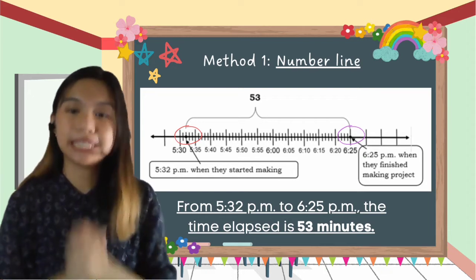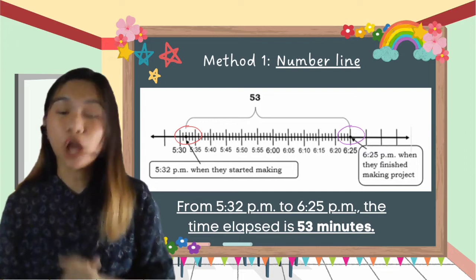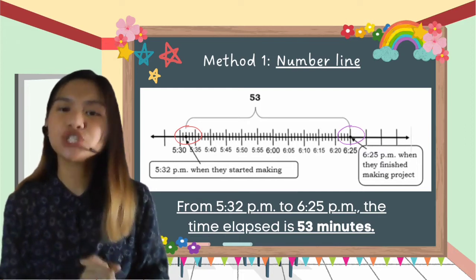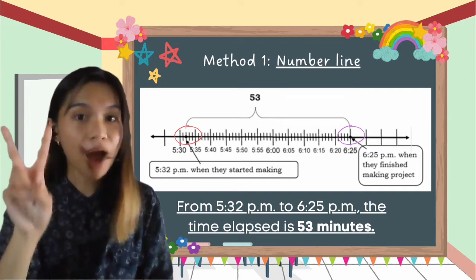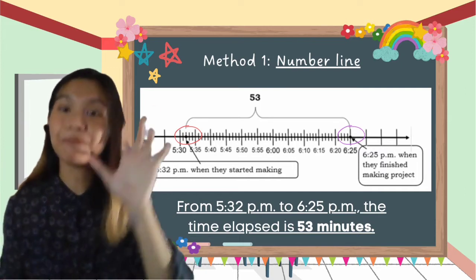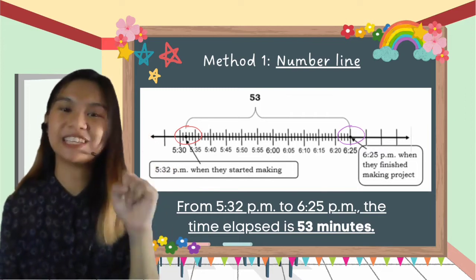So you can see here, it's like a ruler, diba? So there are long lines and short lines. So each line represents a second. So sa pagitan ng dalawang mahabang linya ay 5 segundo. At sa bawat isang linya ay 1 segundo.